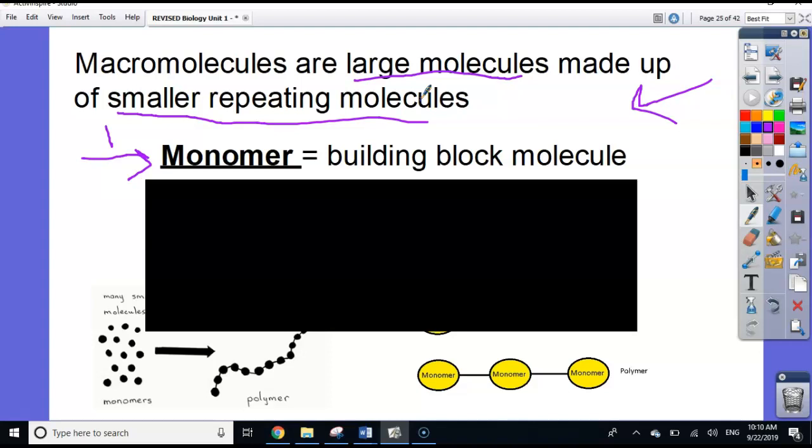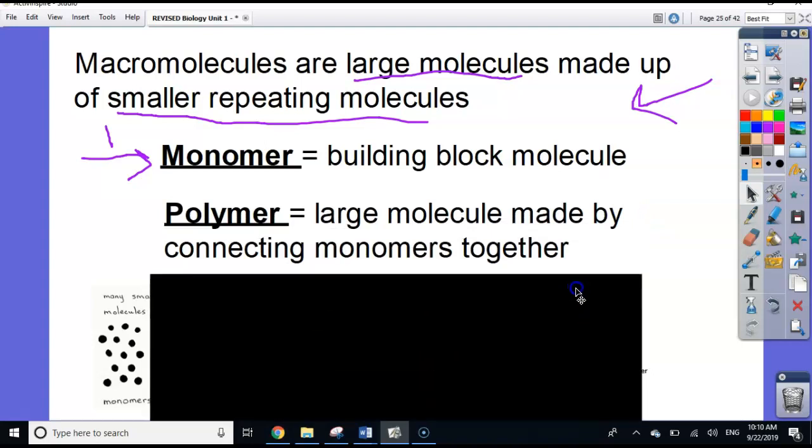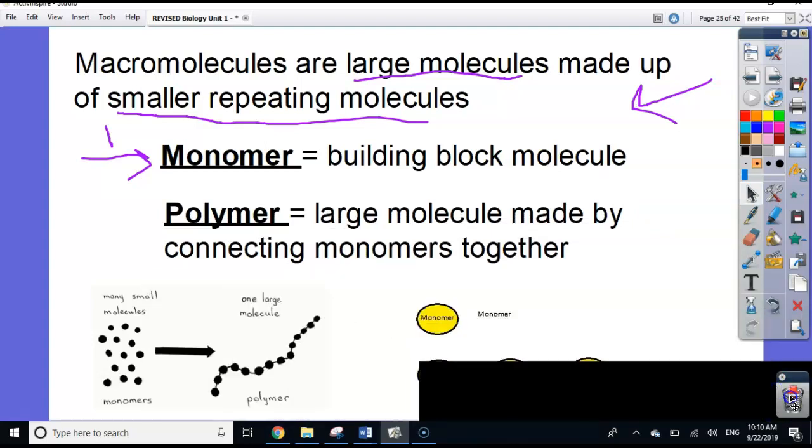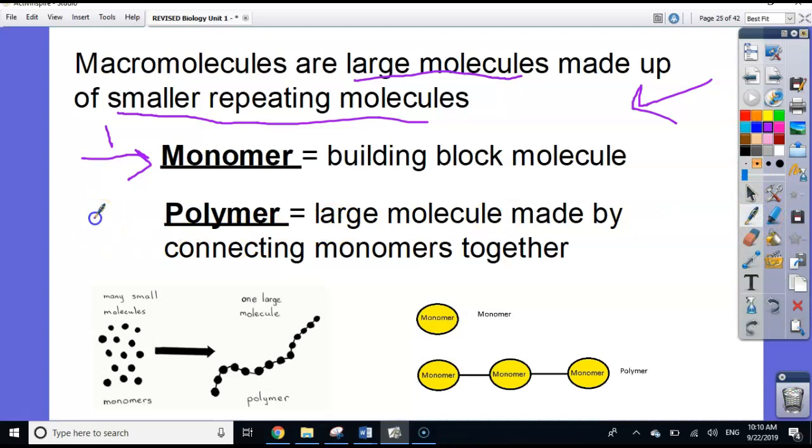So what happens is we put together lots of small molecules in order to make these big molecules, okay? So these monomers, these building blocks, these Legos, we put together and we make big molecules. And the big molecules are called polymers. Poly means many, okay? So write that down. Polymer: a large molecule made by connecting monomers together. And this is what macromolecules are. They're polymers, big molecules made by connecting these smaller molecules together.